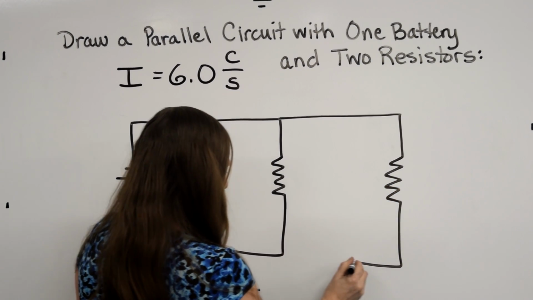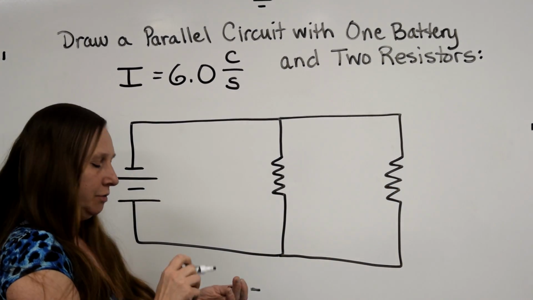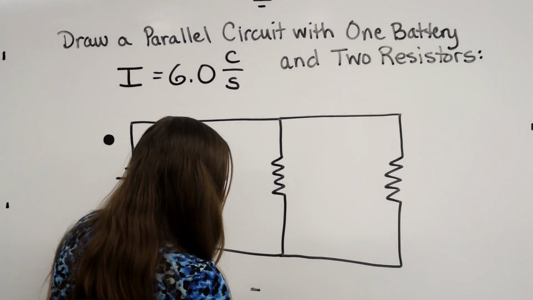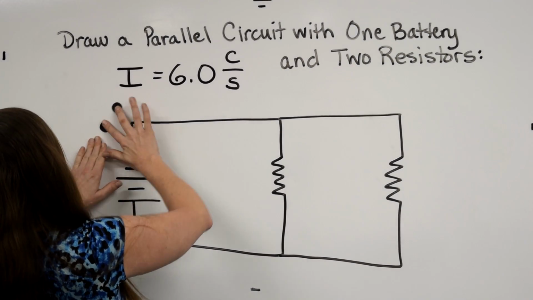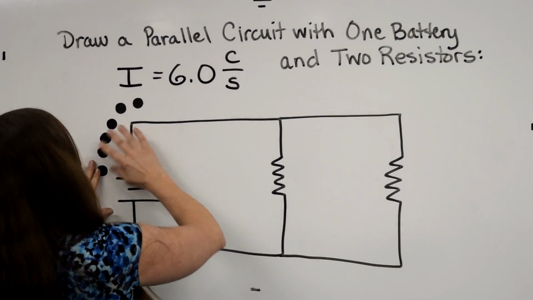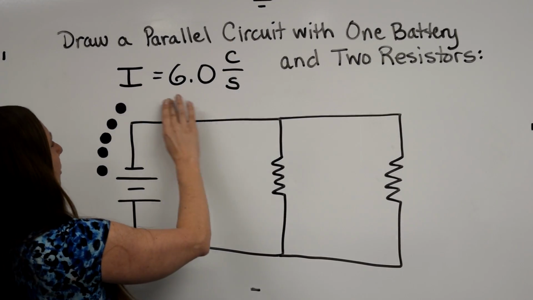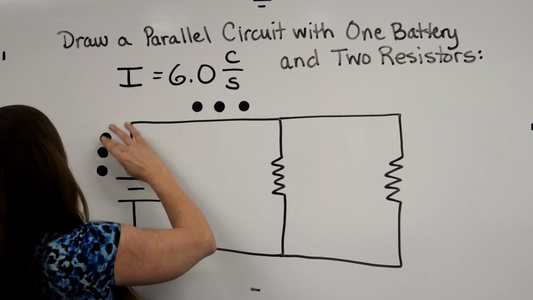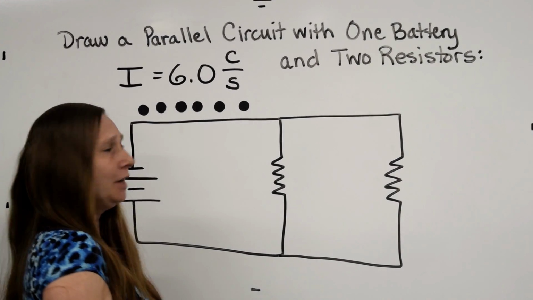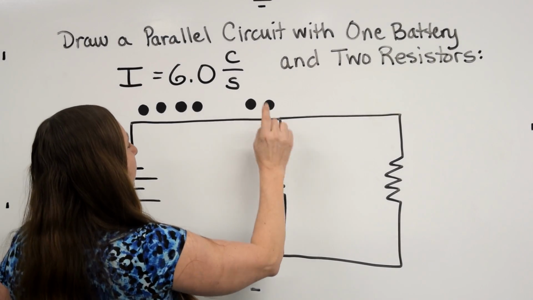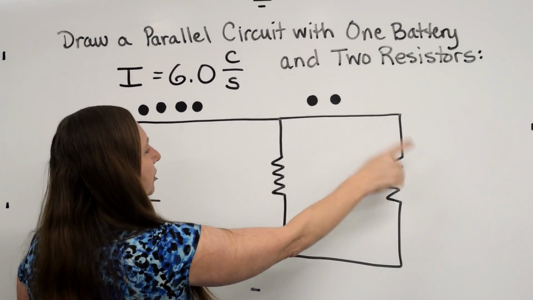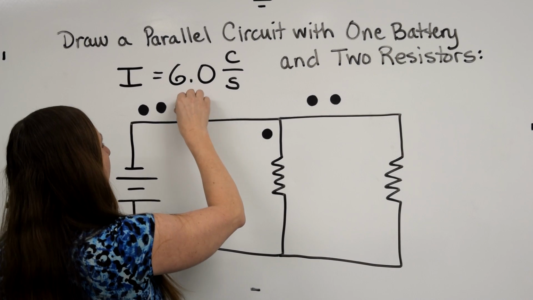And what I'm going to do now is show you the 6 coulombs coming out of the battery in 1 second, 6 coulombs each second. So the 6 coulombs come out of the battery, so the current out of the battery is 6 coulombs, and that takes 1 second for them to get out. They're pretty quick. Now, when the coulombs get to here, they have the choice of either going to this resistor, or going to this resistor.